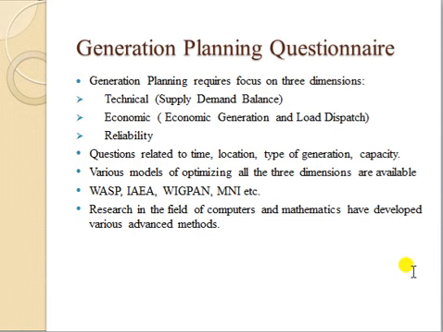Now at international level, there are various optimization models available which optimize all three dimensions. Some of the names, short forms, I have mentioned over here, because we are going to see these models in detail throughout our course in further lectures. Some of the short forms I have mentioned are models like WASP, which is a typical model given by America. One is IAEA, another is WICPAN, another is MNI, which is given by Japan. Some of these optimization models will help you with generation planning.